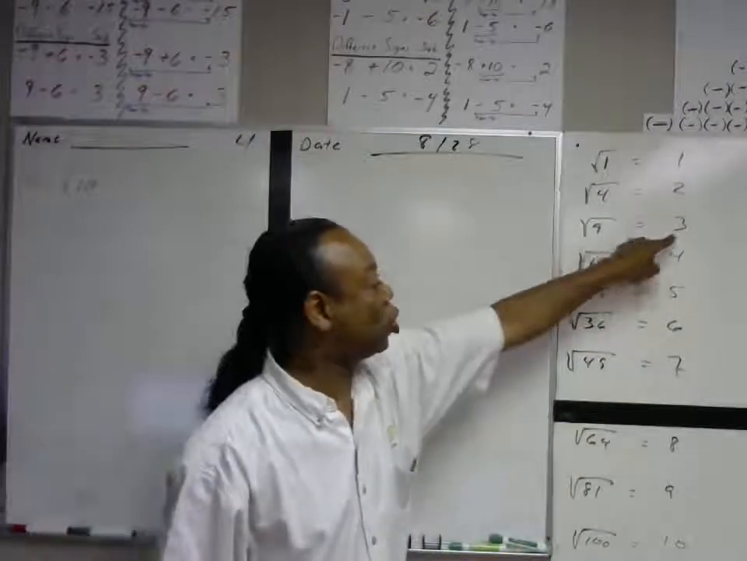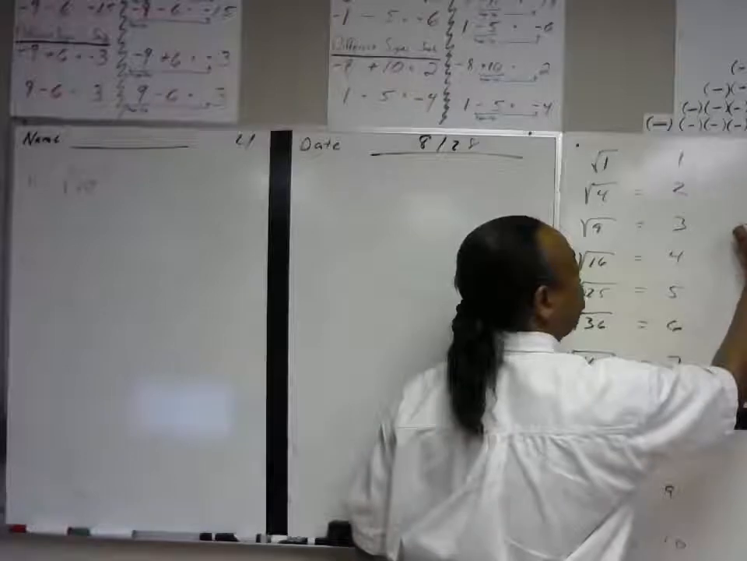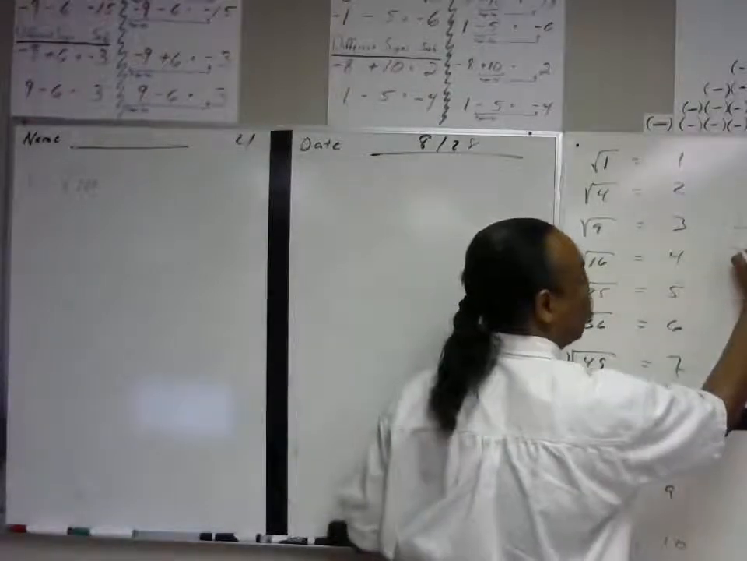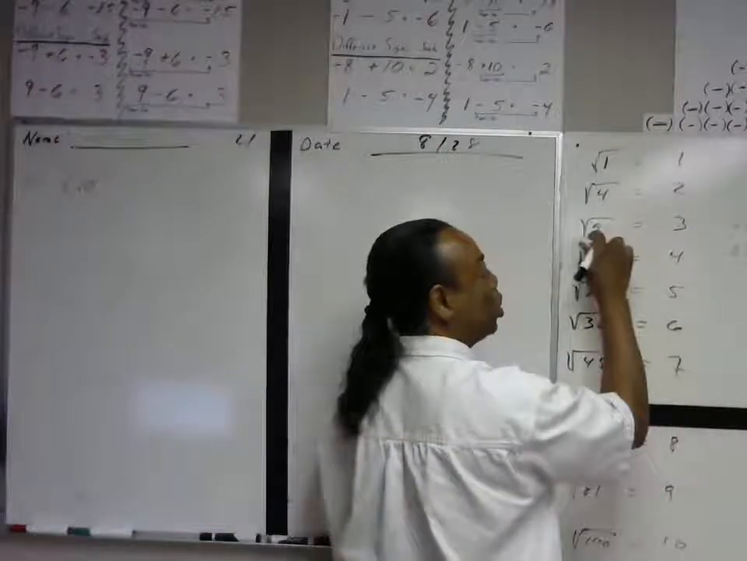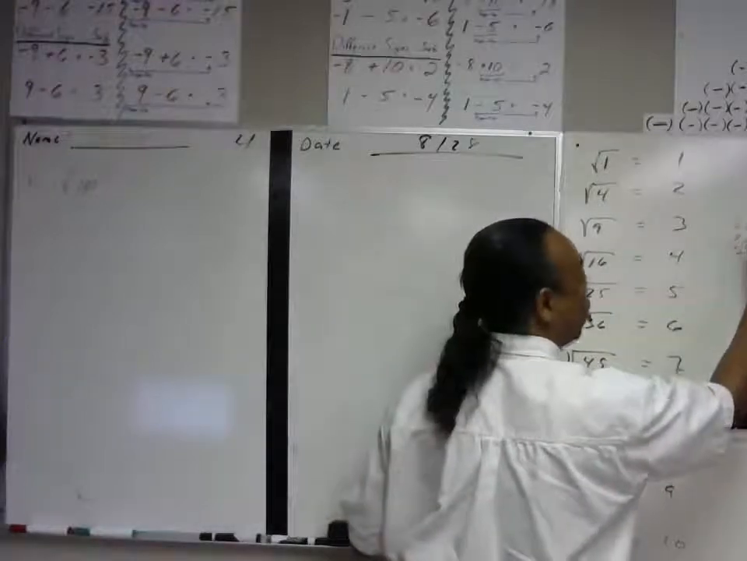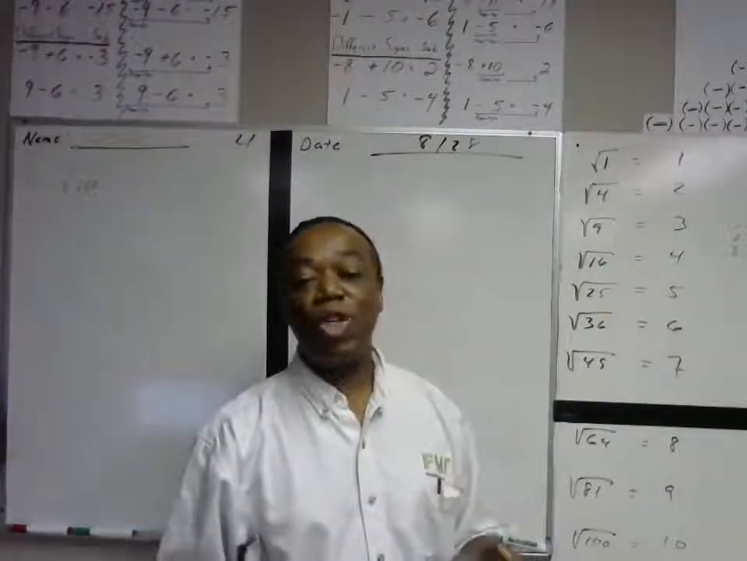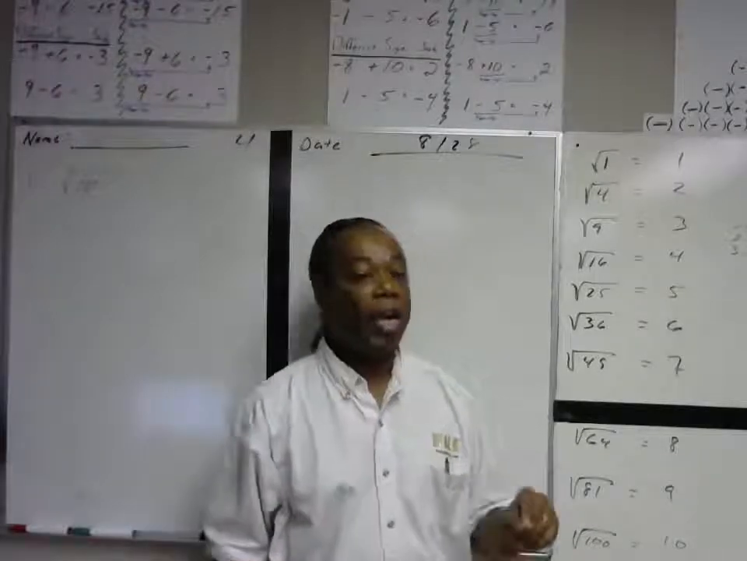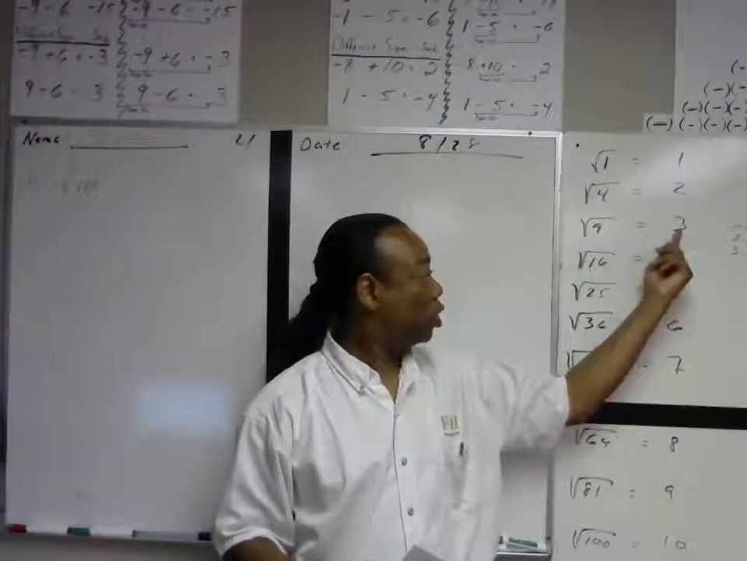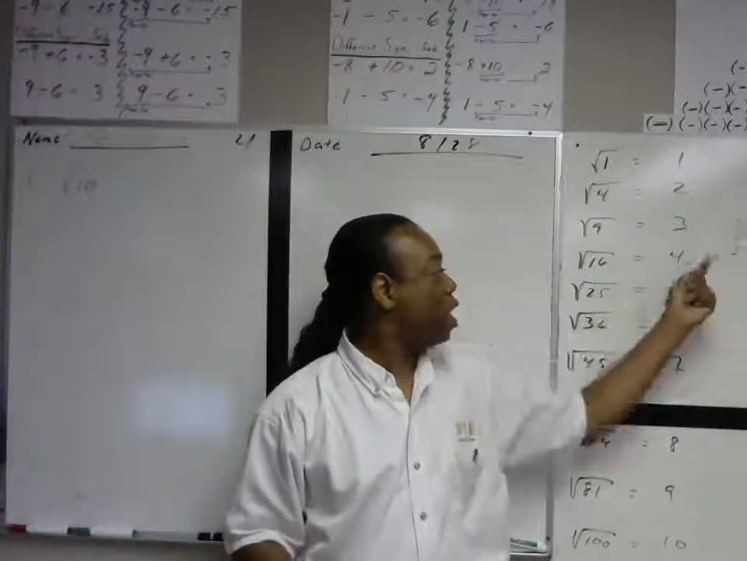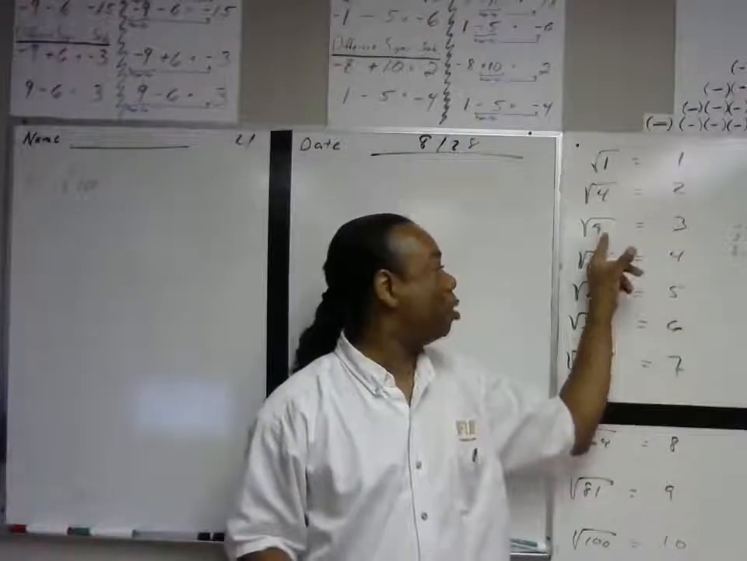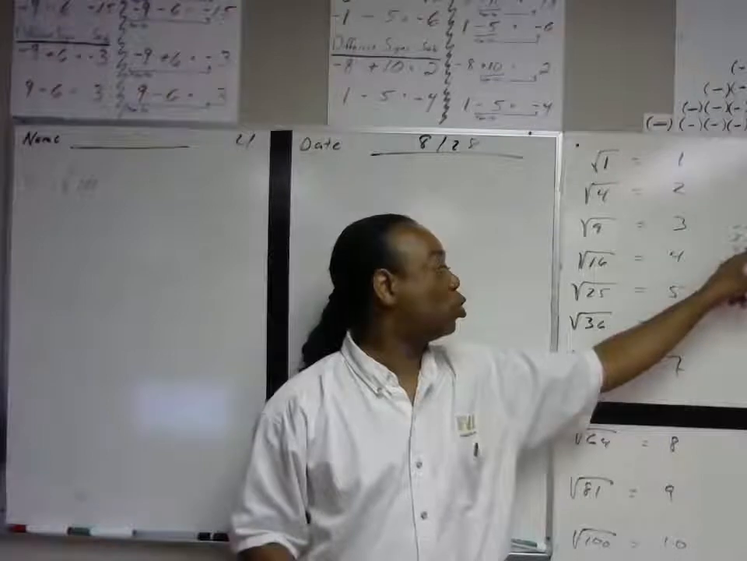If the answer is close to 3, I can use numbers like 3.1. If the answer is close to 4, I can use answers like 3.9. If the answer is in the middle between square root of 9 and square root of 16, I can use numbers like 3.5. So this is a judgment call. Again, if this number right here is closer to this number, I would use 3.1. If it's closer to this number, I would use 3.9. And if it's right in the middle of 9 and 16, I would use 3.5.